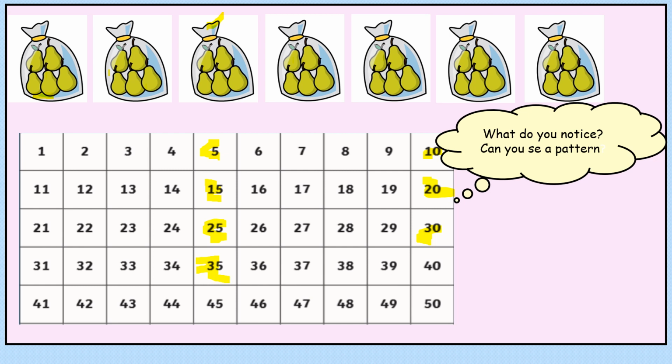Have a look at my shading on the number square. What do you notice? Can you see any patterns? Some children might say, well, there's 2 lines. There's a line here that is yellow, and then there's 4 spaces, 4 rows, and then there's another line that's yellow. Some other children might notice that each number either ends in a 5 or a 0, 5 or a 0, 5 or a 0. And noticing these patterns is really going to help you to remember how to count by 5s.